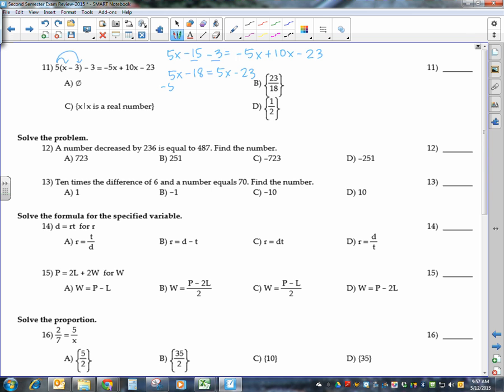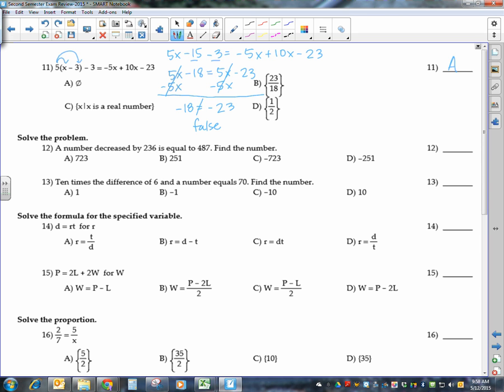Otherwise, I'm going to collect my variables. So I would subtract 5x from both sides, and that cancels out. 5x minus 5x is 0, leaving me with negative 18. Cancels out, leaving me with negative 23. Those are not the same. That is a false statement. Cannot be equal, so my answer is going to be A, which is no solution.